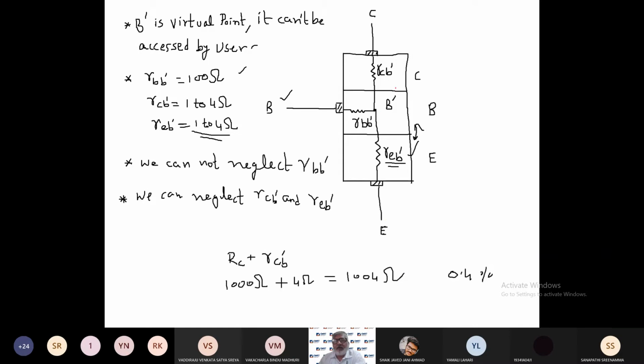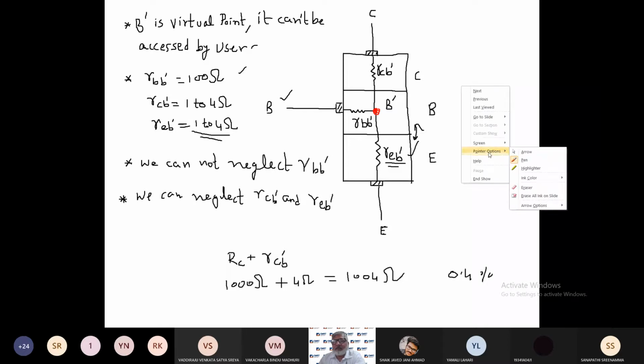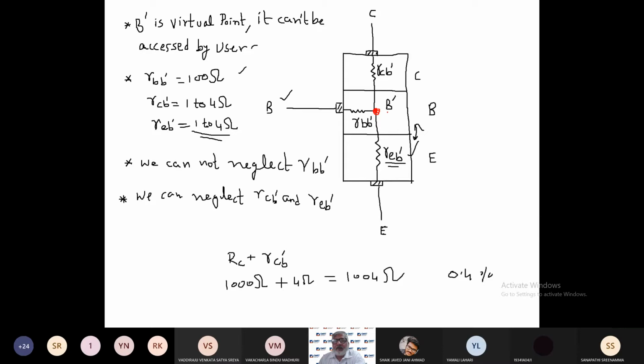See here, this is our transistor, and inside the transistor there is one point, right? This. Okay, so this point we call it as B dash, right? So this is virtual point. B dash is virtual point. It cannot be accessed by the user. We cannot access this, right?